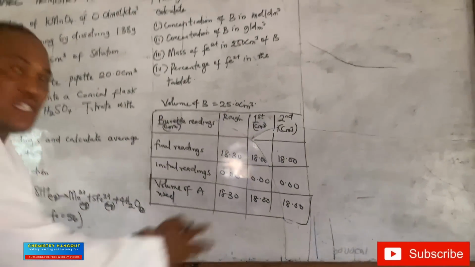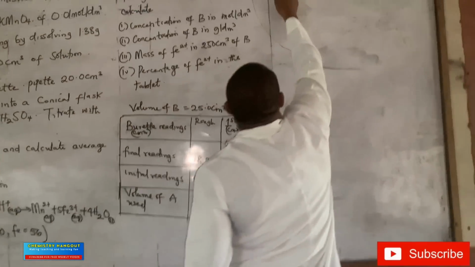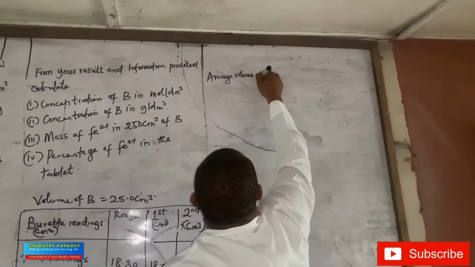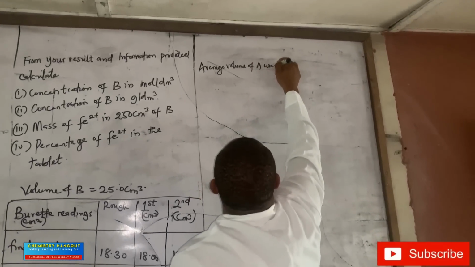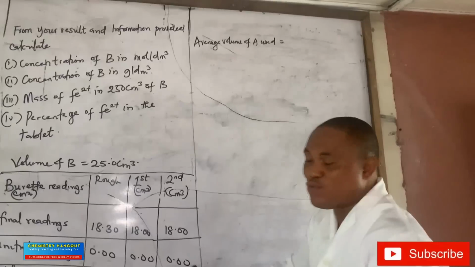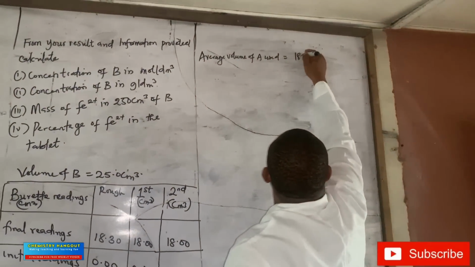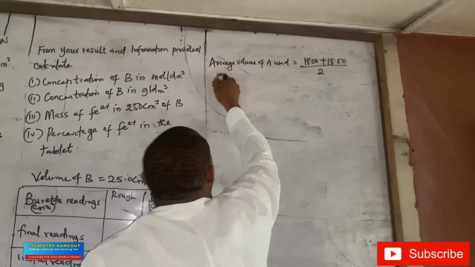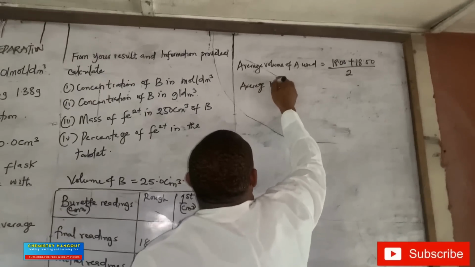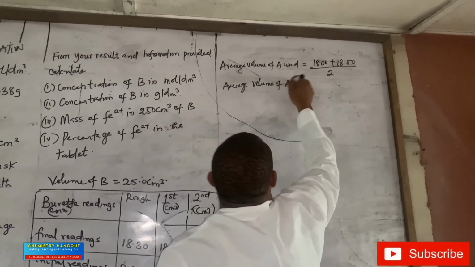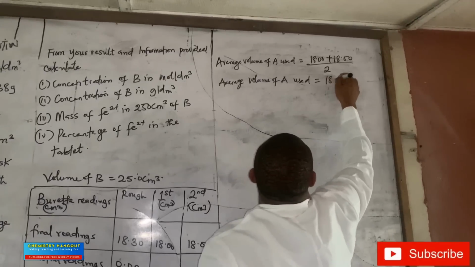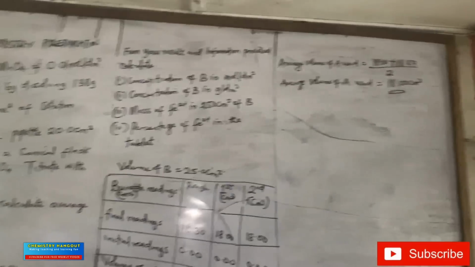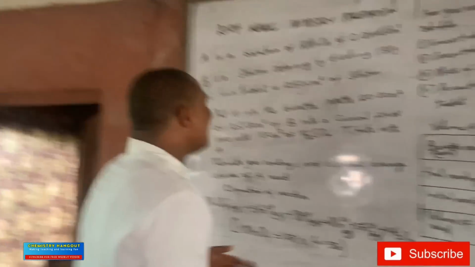I don't know if you're getting this, so this is my table. So the average volume of A used. Since this is, I can just use these two and abandon the rough. So I'll just say 18.00 plus 18.00 divided by 2. So my average volume of A used will be 18.00 centimeter cube. I want to believe this is clear. Now take note, this is a predicted question and I need to explain something here. Just take note of the question.